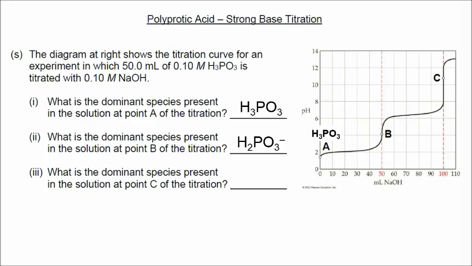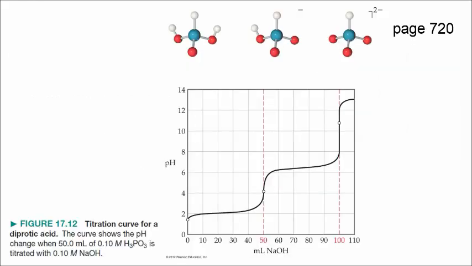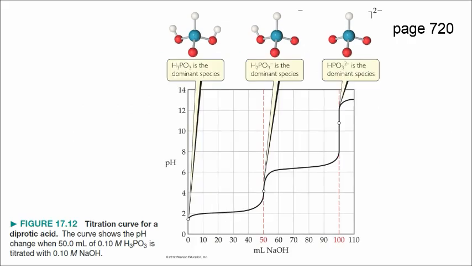So now at point B, we have H2PO3 minus as the dominant species in solution. And at the next equivalence point, the second hydrogen has come off, and the dominant species is HPO3 2 minus. This information that I'm showing you in the packet can be found on page 720 in your textbook.